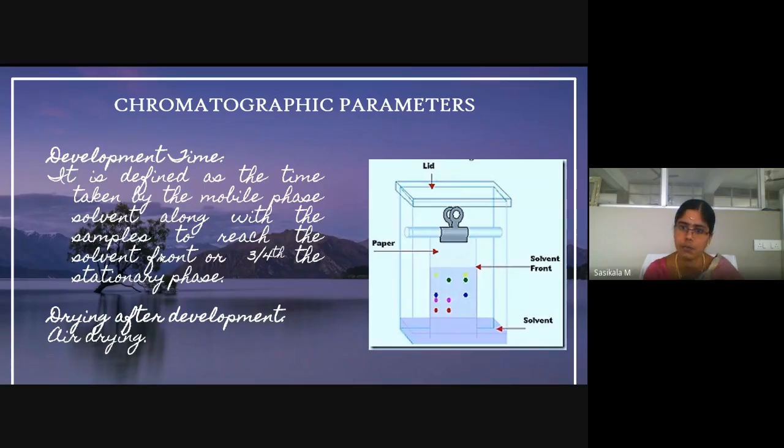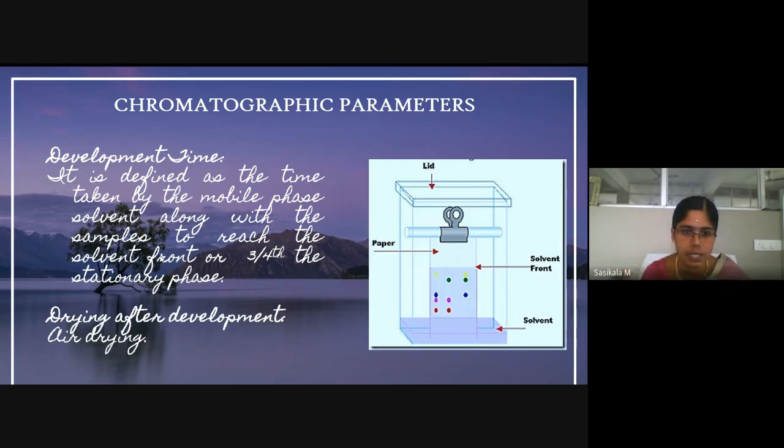When it reaches approximately 3/4, you can stop the development and take the paper out of the mobile phase chamber, and then mark the solvent front with the pencil. Before the solvents dry, mark the solvent front with the pencil.